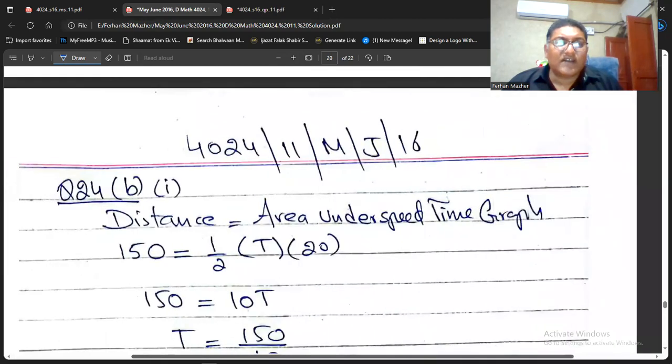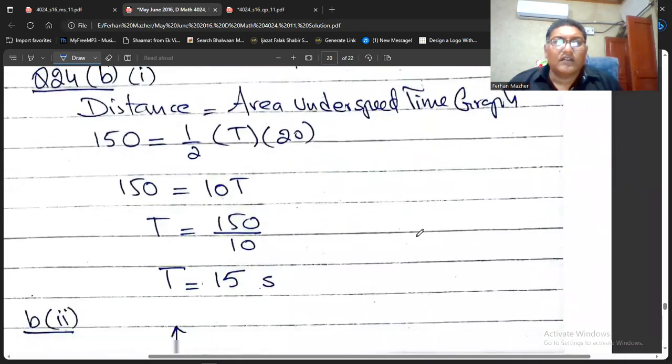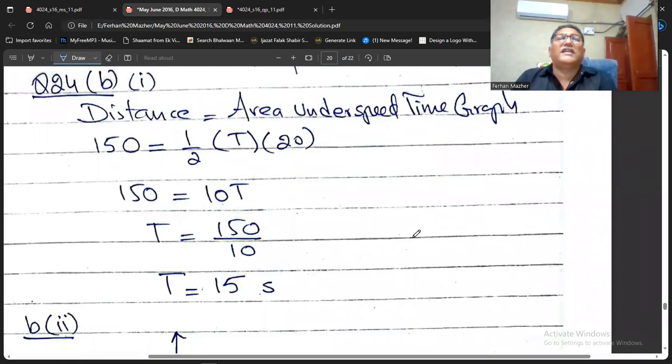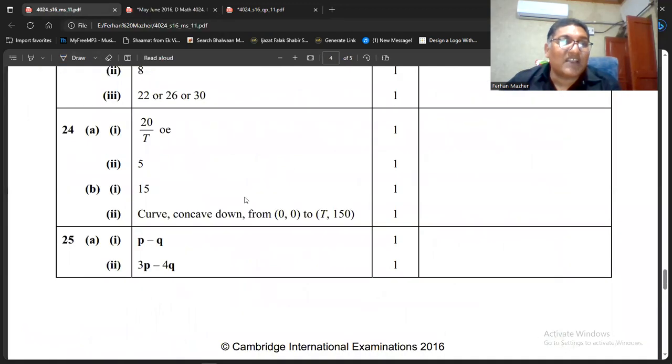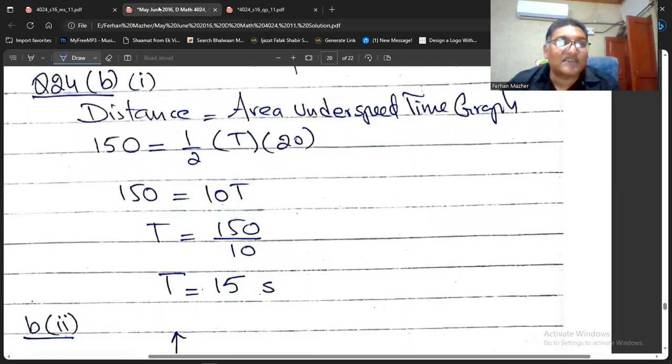We just apply the formula and we will be able to do it. So the distance traveled will be equal to the area under the speed time graph. The distance traveled is 150 meters, so that will be 1 by 2 into T into 20. So 10T is equal to 150. So T will be 150 divided by 10, and that will be 15 seconds. So capital T value is 15 seconds. So our answer is right.